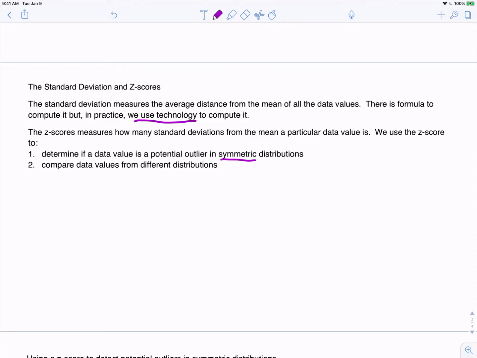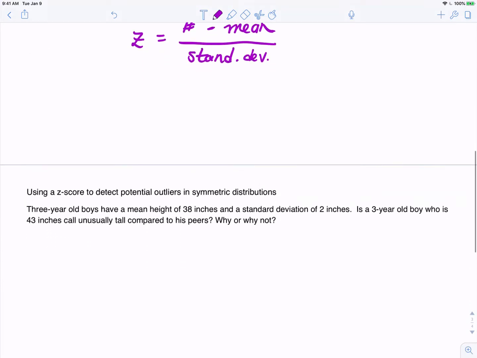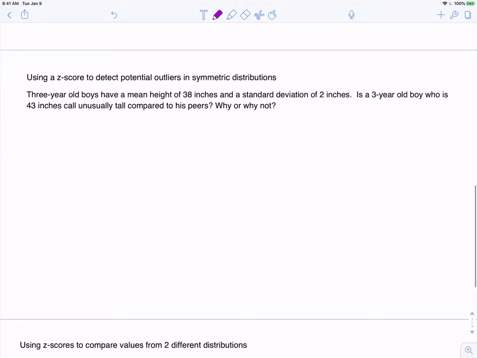Now, the z-score formula is probably one of the only formulas that you should have on your note sheet for the test. So z is equal to the number that you have minus the mean divided by the standard deviation. This is not something that's done automatically in any technology. You have to actually subtract and divide using a calculator. Okay? So let's do an example of each one of those.